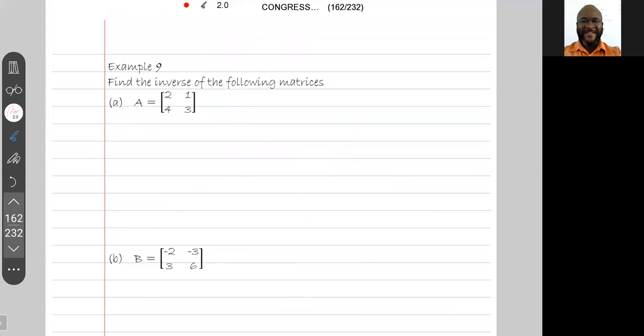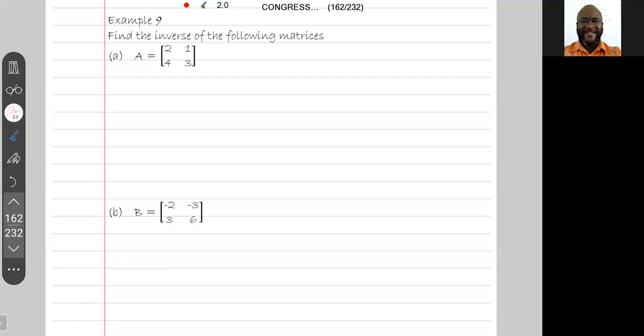Turn to the page. All right, example 9. In example 9, we're asked to find the inverse of the following matrices. So let me do B. I'm finding the inverse of the matrix B. Now B inverse is equal to 1 over the determinant of B times adjoint B.